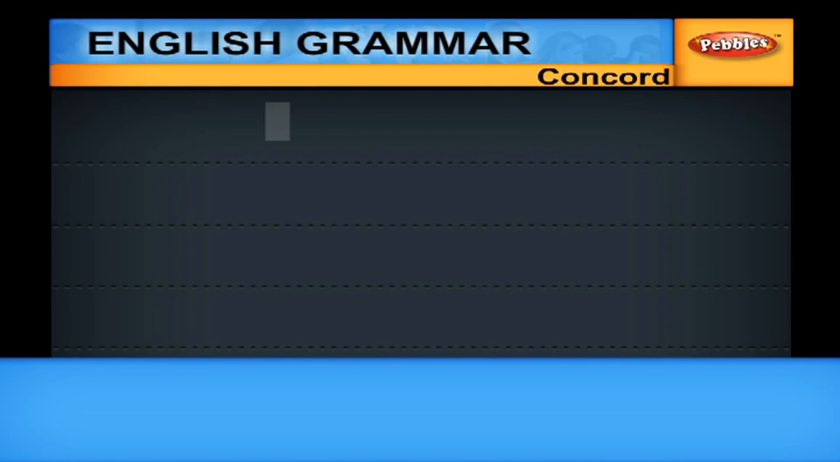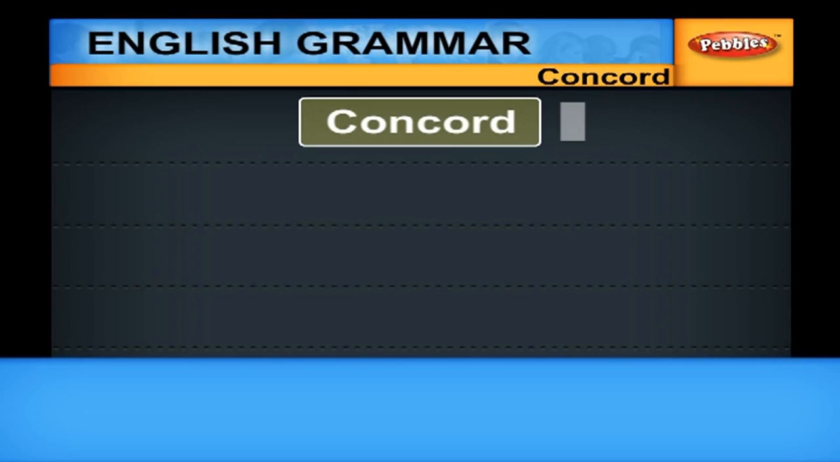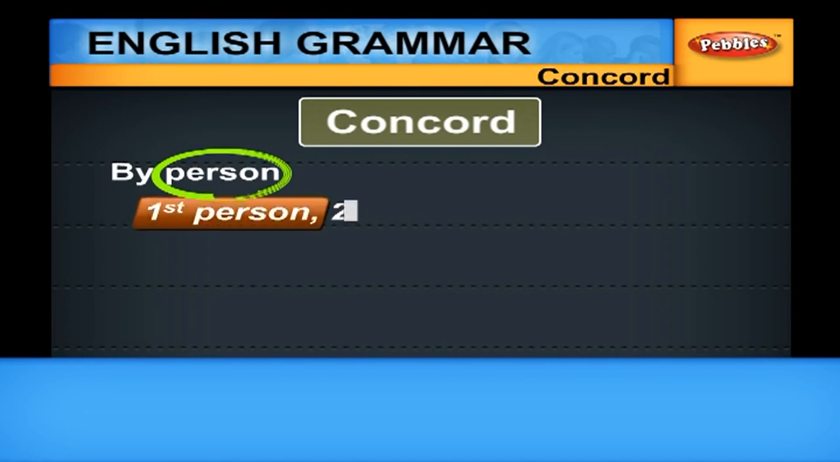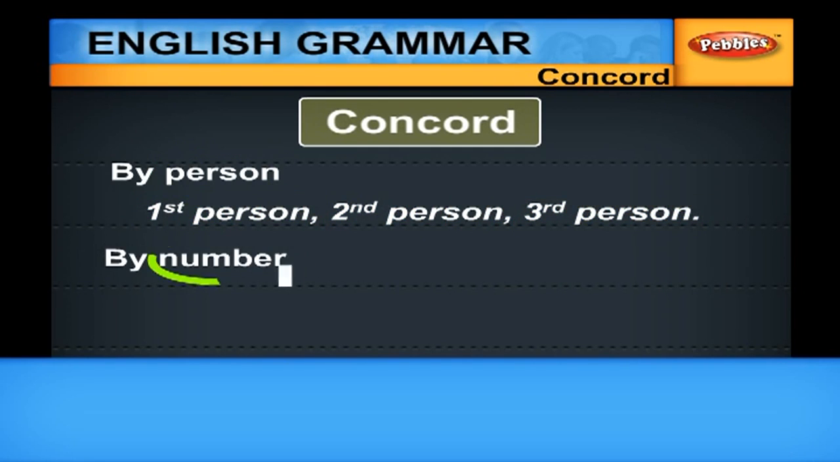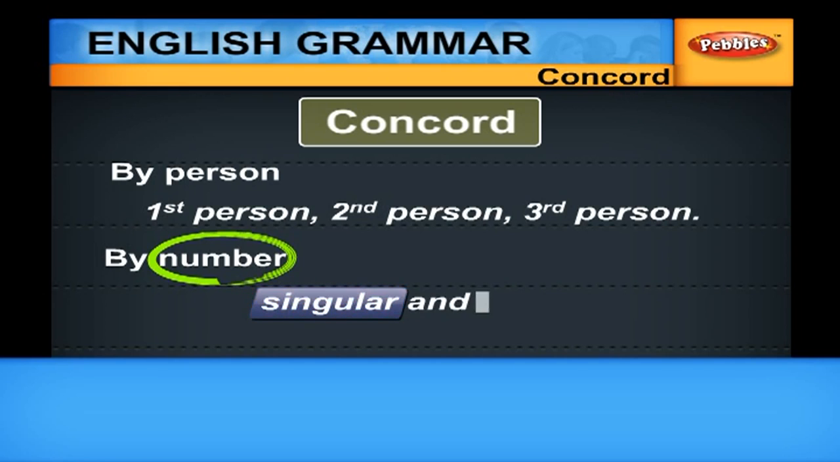Now, we are going to take up for study Concord. Wondering what it is? By Concord, we mean agreement. Agreement between the subject and the verb. The verb of a sentence should agree with the subject in matters of person and number. By person, we mean first person, second person, third person. By number, we mean singular and plural.